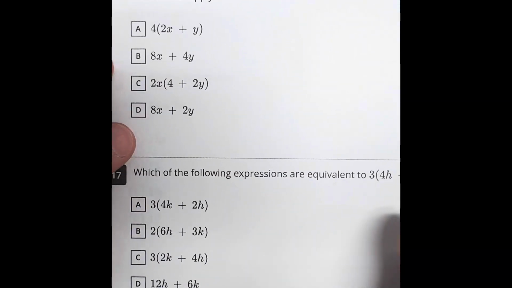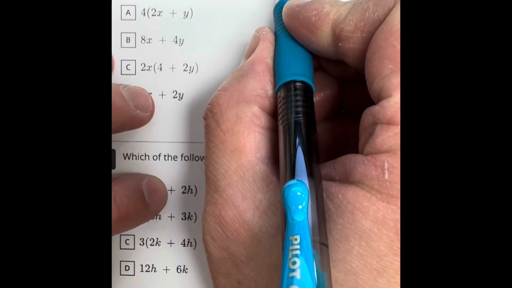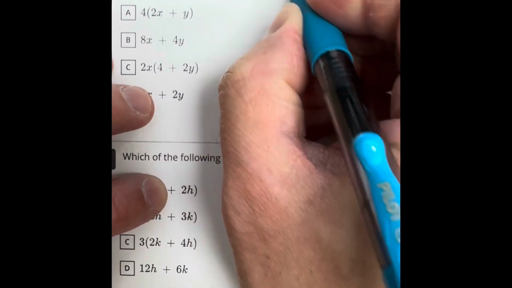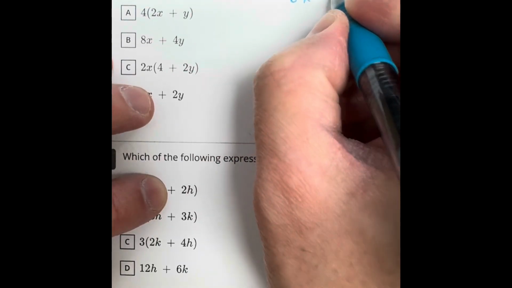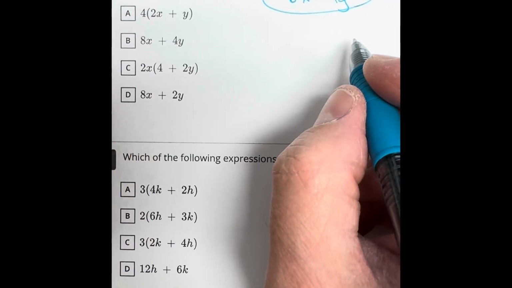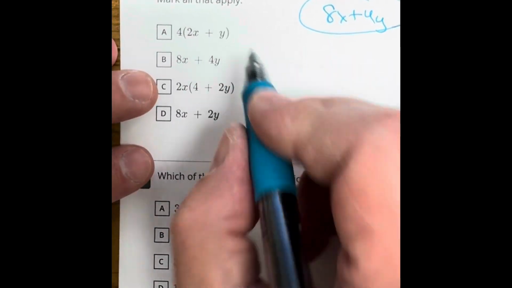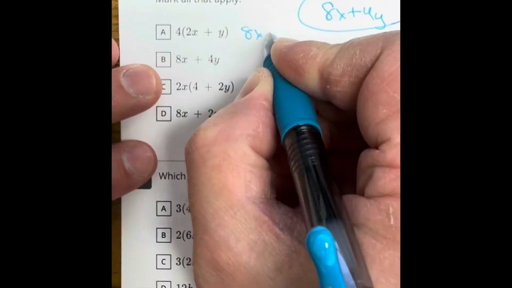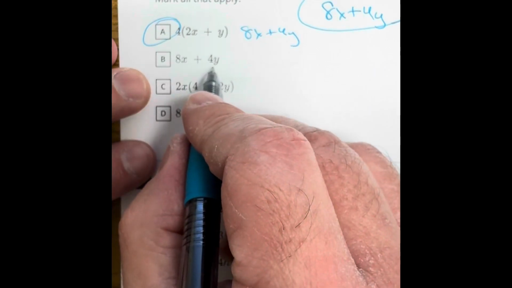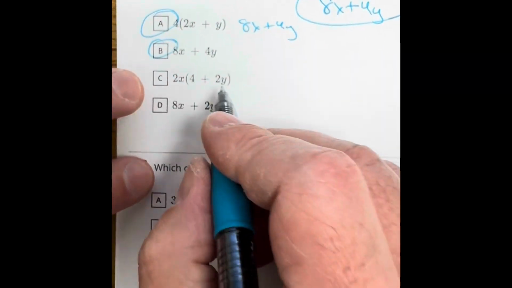16. Which expressions are equivalent? Okay, so you're seeing a pattern here, right? So let's distribute and solve. 2 times 4x is 8x, and then 2 times positive 2y is positive 4y. Okay, so this is the expression simplified. So let's see. It says mark all that apply, so it doesn't give us a good response to this. So we're going to have to distribute these. 4 times 2x is 8x. 4 times y is positive 4y. That works, so A is good. 8x plus 4y. Oh, hello. That's exactly the same, so B works.